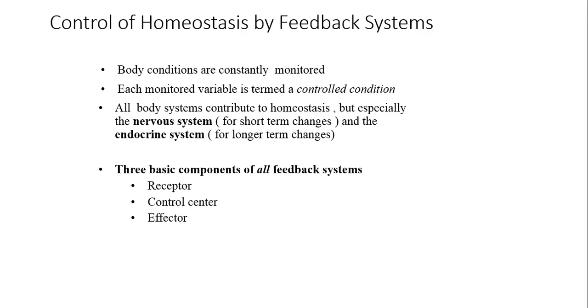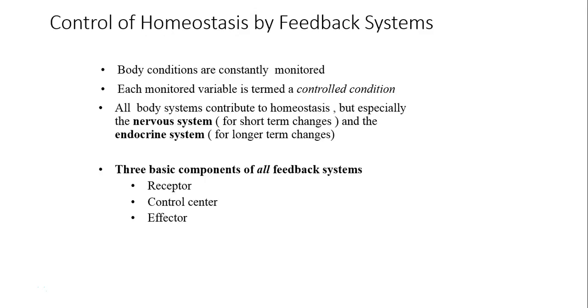If we look at the control of homeostasis, it is by feedback systems. Body conditions are constantly monitored. Each monitored variable is termed a controlled condition. All body systems contribute to homeostasis, but especially the nervous system for those short-term, moment-to-moment types of changes, and the endocrine system, which is responsible for longer-term changes.